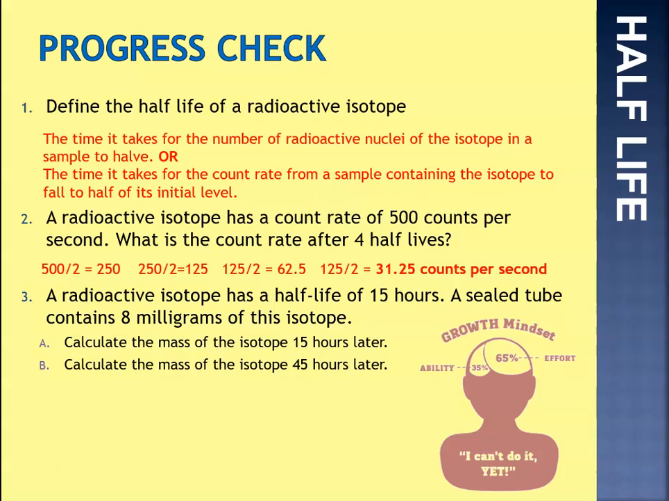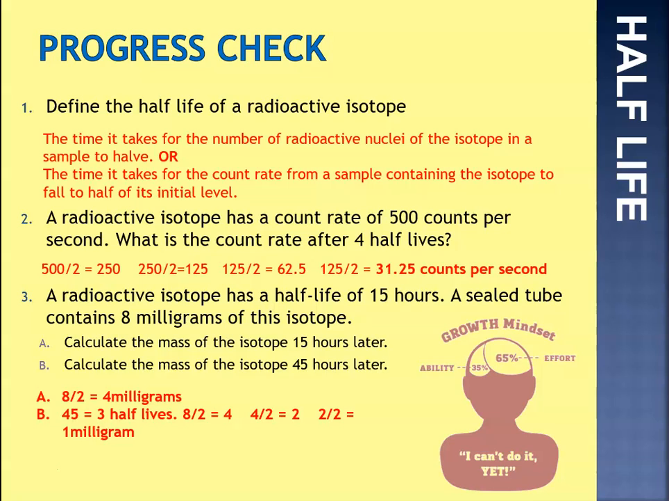Question 3. A radioactive isotope has a half-life of 15 hours. A sealed tube contains 8 milligrams of this isotope. What's the mass of the isotope after 15 hours? And what's the mass after 45 hours? Okay, so 15 hours, 1 half-life has passed. So if its initial mass was 8, half of 8 would be 4.